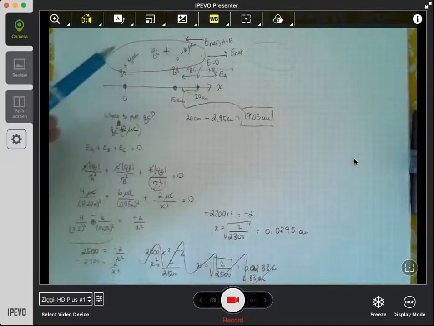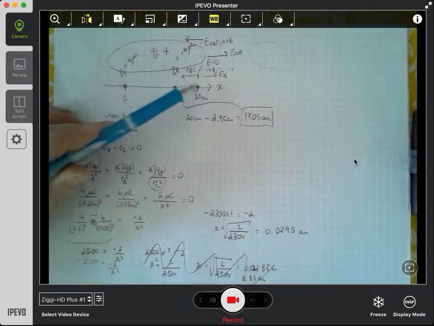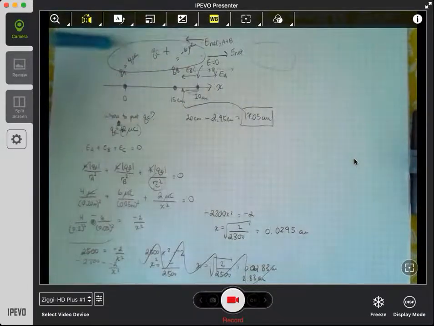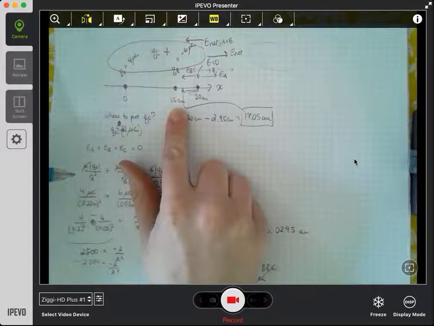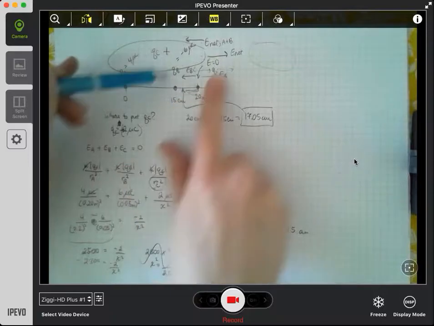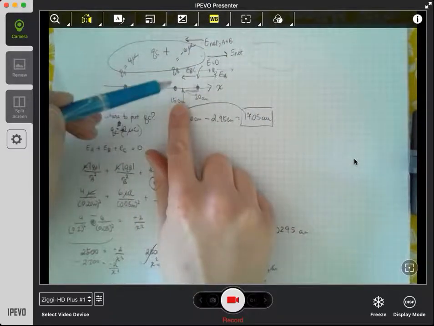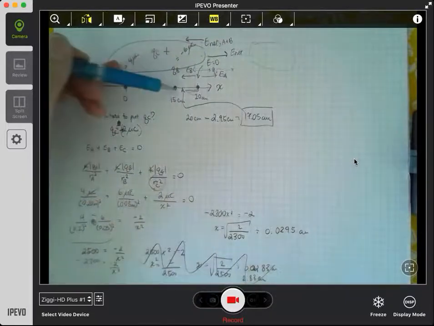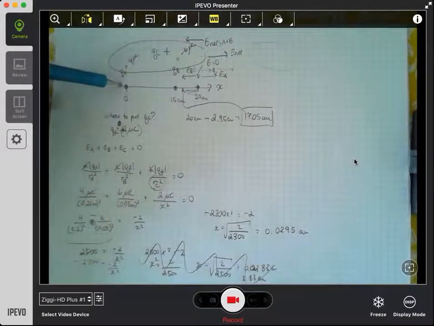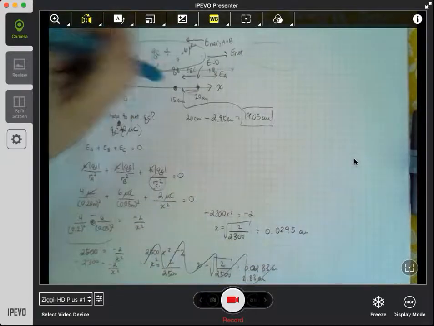So basically the first thing I should have done is say which direction do the E fields point at that location. At QA it's going out because it's a positive charge, and at QB it's going towards it because it's negative. Since the negative 6 is bigger than the 4, the net field will be going to the left because the 6 is winning. The 6 is bigger than 4, and the number under it was also smaller, so this was definitely a larger influence than this one. And as a result, it's going off to the left.